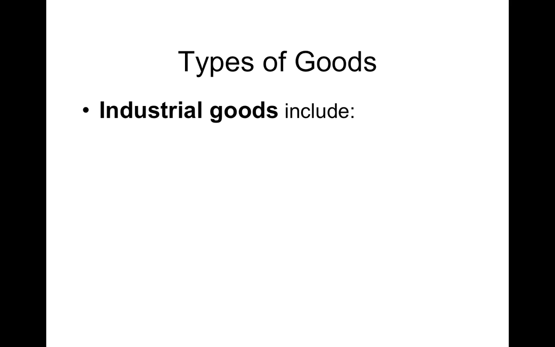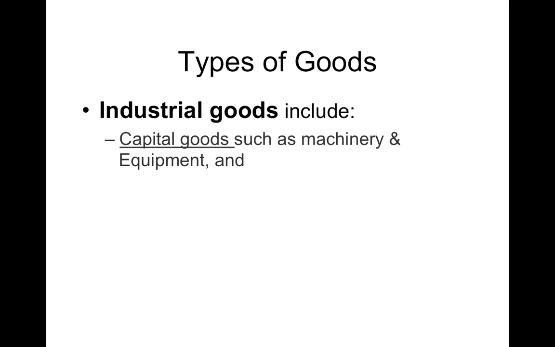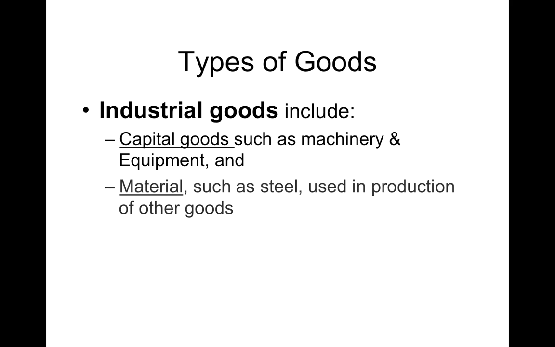And there are two types of industrial goods that we're going to talk about. Industrial goods include capital goods, such as machinery, equipment. These are tools for the creation of either your good or your service. A hammer for a carpenter, coffee machine for Starbucks, the car for the taxi driver. And material goods such as steel, which is used in production of other goods. These things are made in mass quantity and then given to or sold to another company. So steel is used by the auto industry, and there we go. That's where we get industrial goods.